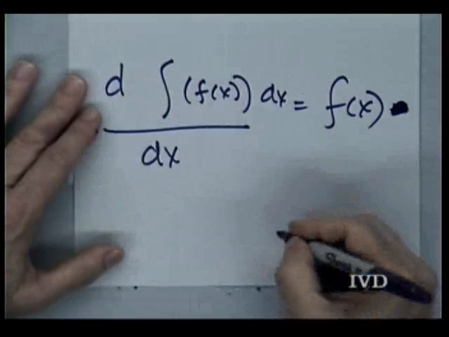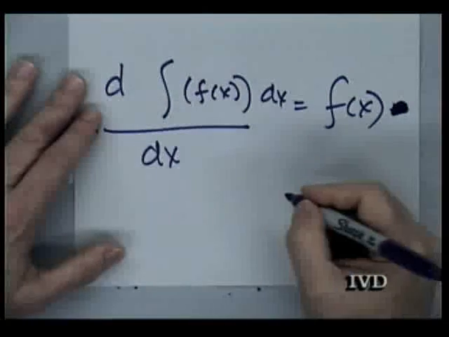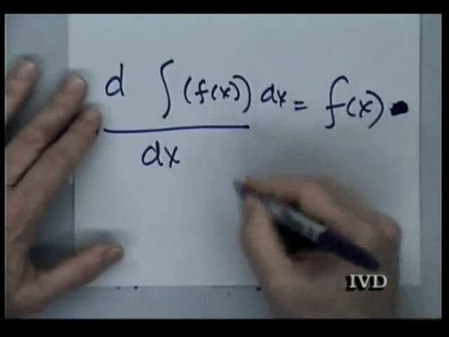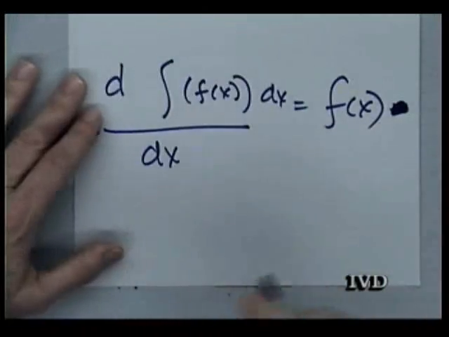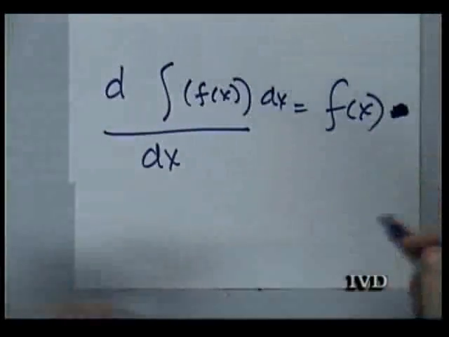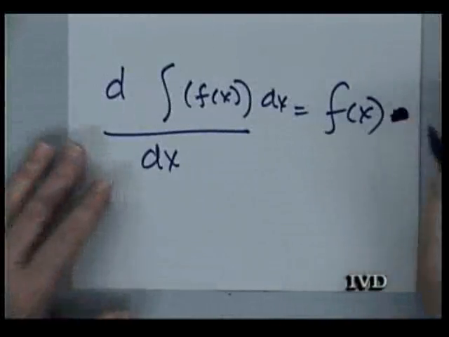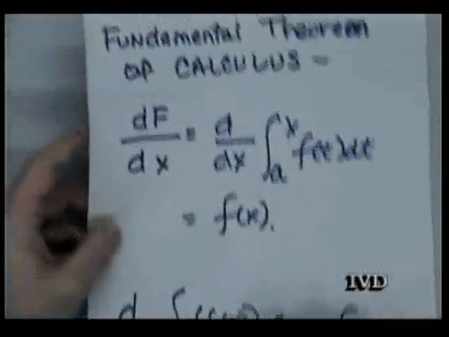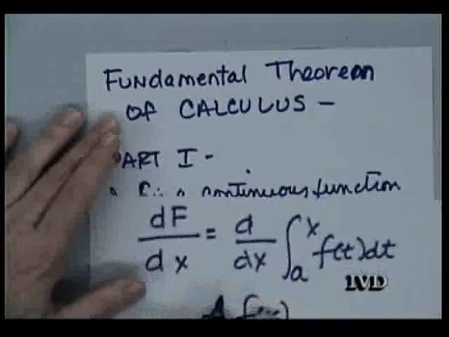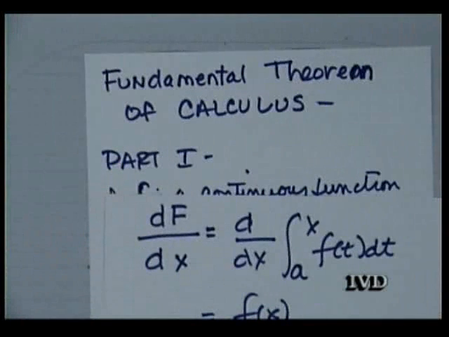The derivative of the integral is what you started with. Sort of like inverse, they're not inverse functions, but they're operations that reverse each other, plus or minus a constant. So, the fundamental theorem of calculus part 1 makes a connection between the derivative, speed, velocity, and the integral, area under the curve.